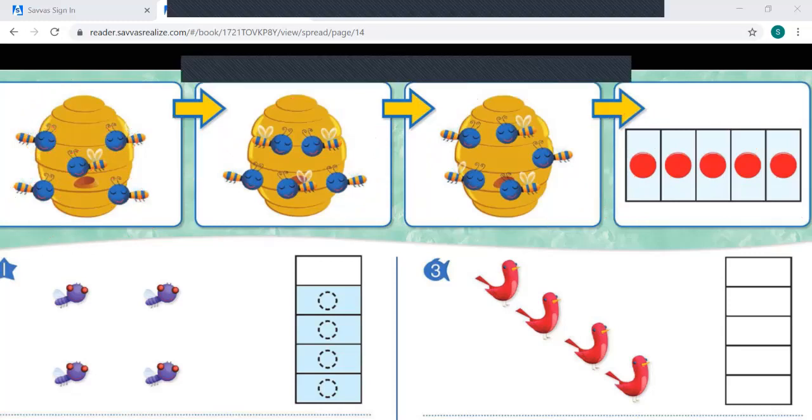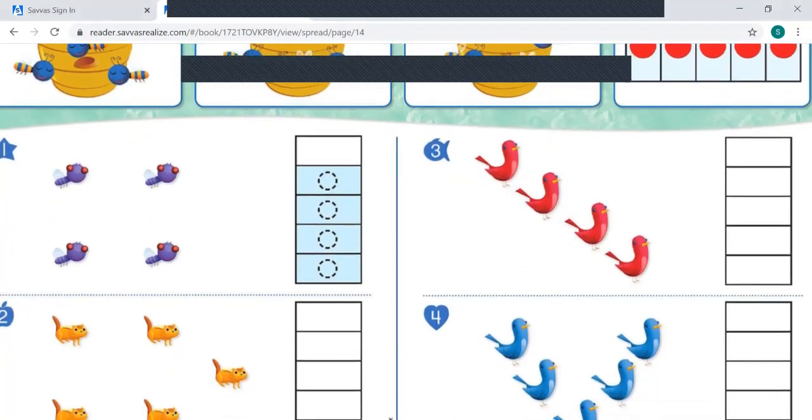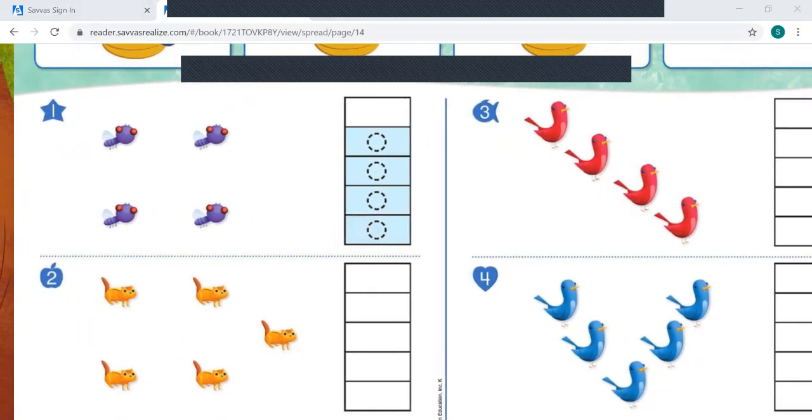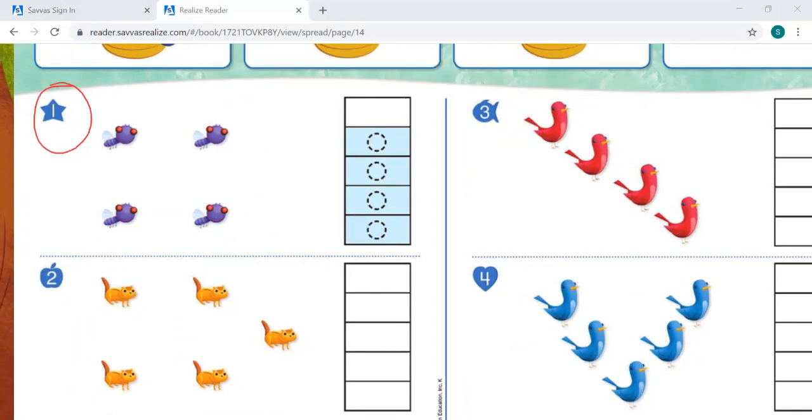All right. Let's look at these problems now. Let's look over here at number 1. So what you're going to do is count how many animals there are, and then we're going to fill in these boxes or rectangles with counters or color them in.